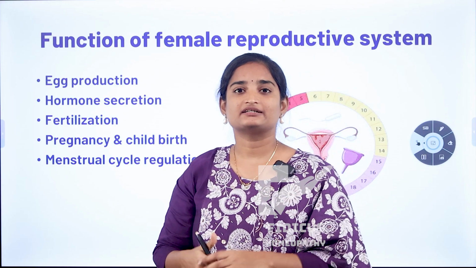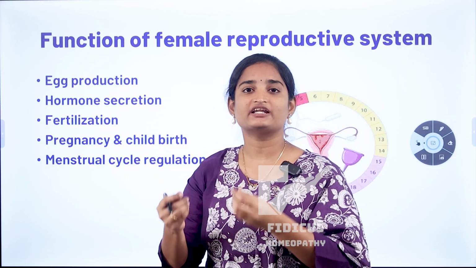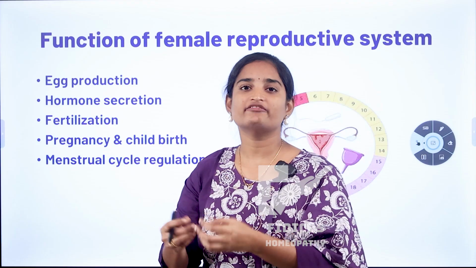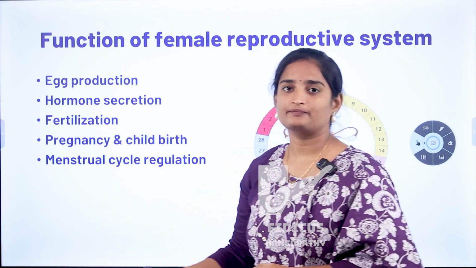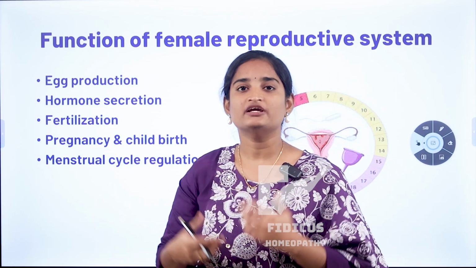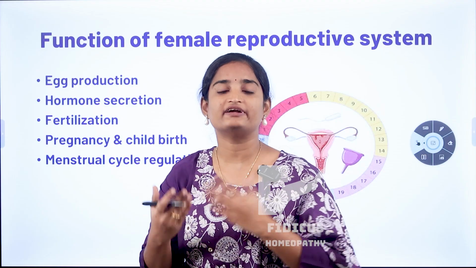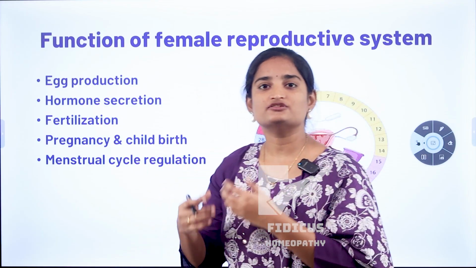If pregnancy doesn't occur, there is shedding of the inner layer of the uterus called the endometrium. Due to the shedding of the endometrium, this results in menstruation. This is all about the functions of the female reproductive system. The female reproductive system helps in ovulation, fertilization, menstruation and also pregnancy.